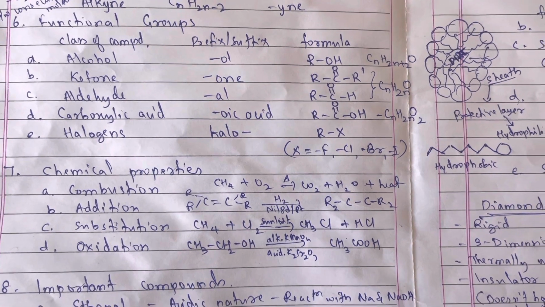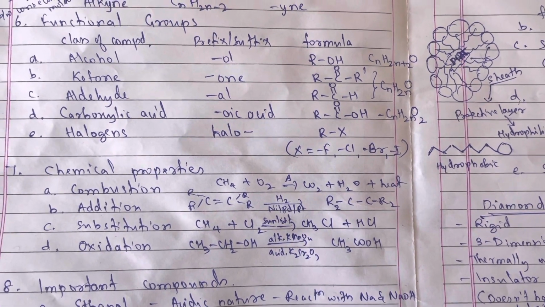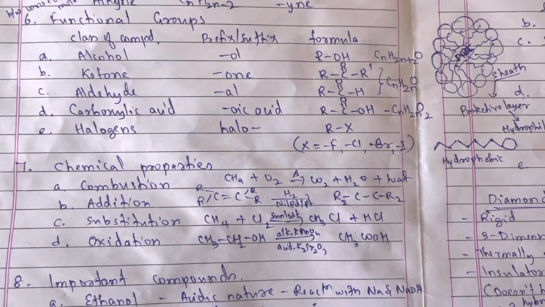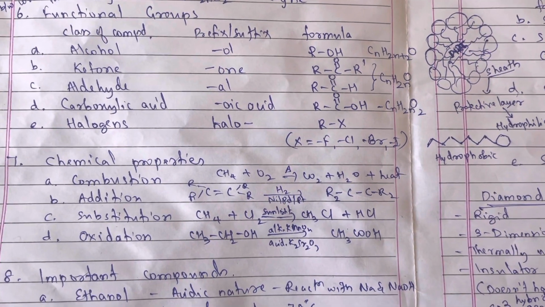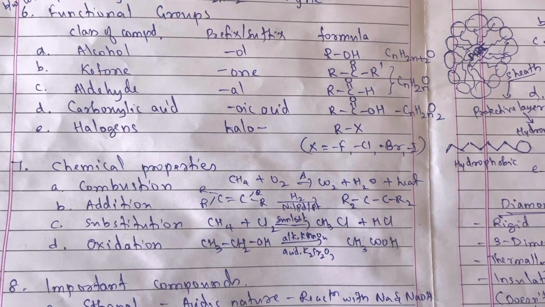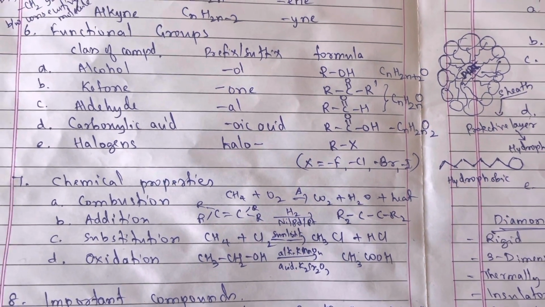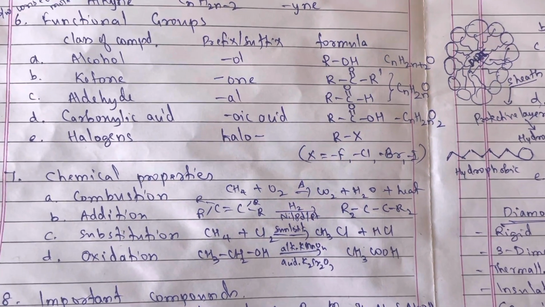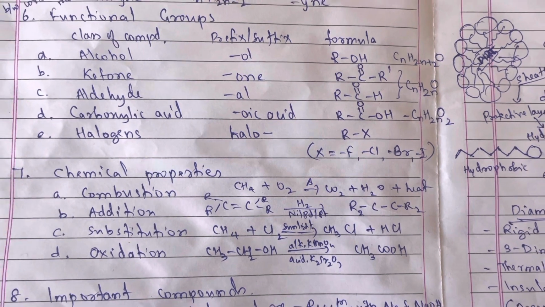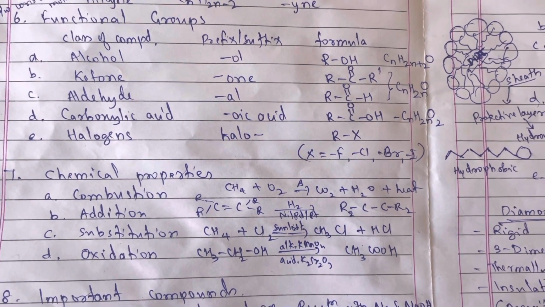And in addition reaction, unsaturated hydrocarbons may be converted into saturated. It is also used in the preparation of vanaspati ghee, wherein hydrogen is added in the presence of nickel or palladium or platinum. Either one catalyst may be used. And remember, for converting unsaturated to saturated we use addition reaction.